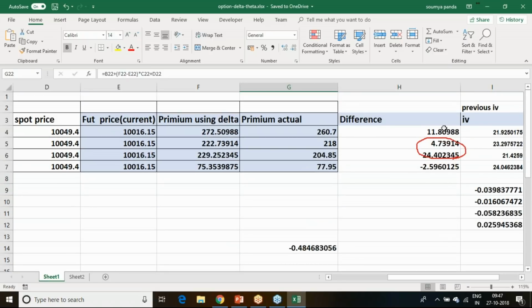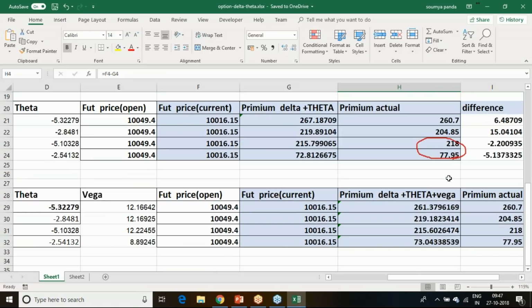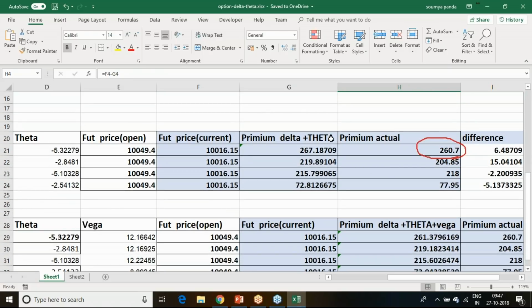Previously what difference was there? 11 rupees 80 paise only with delta. Now that difference has narrowed down. Once I put the theta, it has come to 6 rupees and 48 paise. But one thing you need to remember, we are doing this on a Friday. We have 2 days of holidays. So no trade will happen, however time decay will be there.